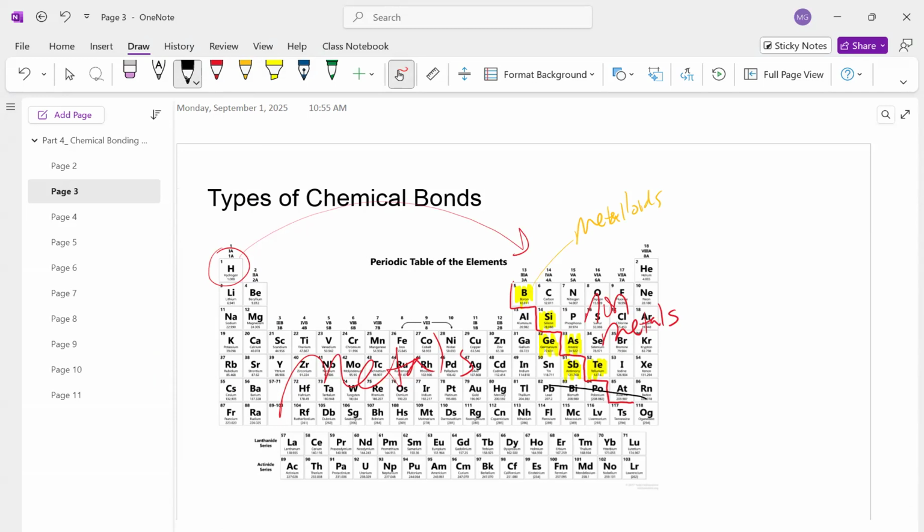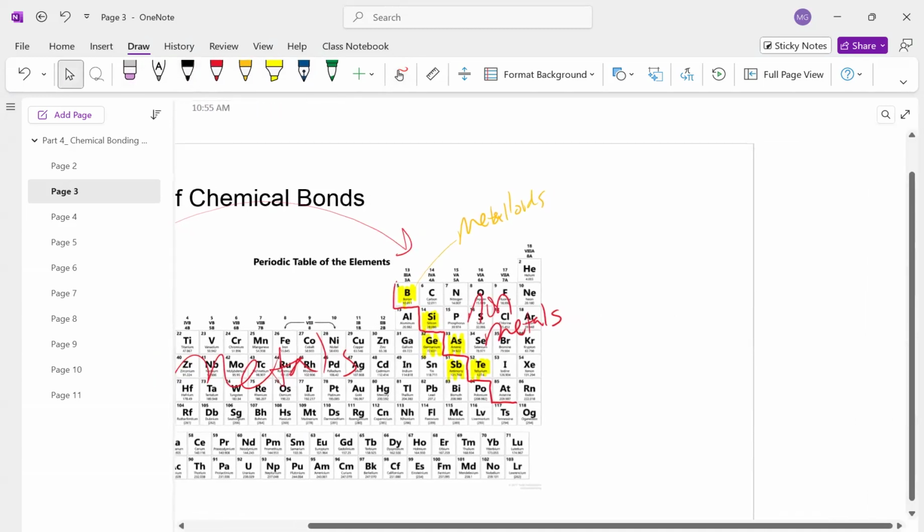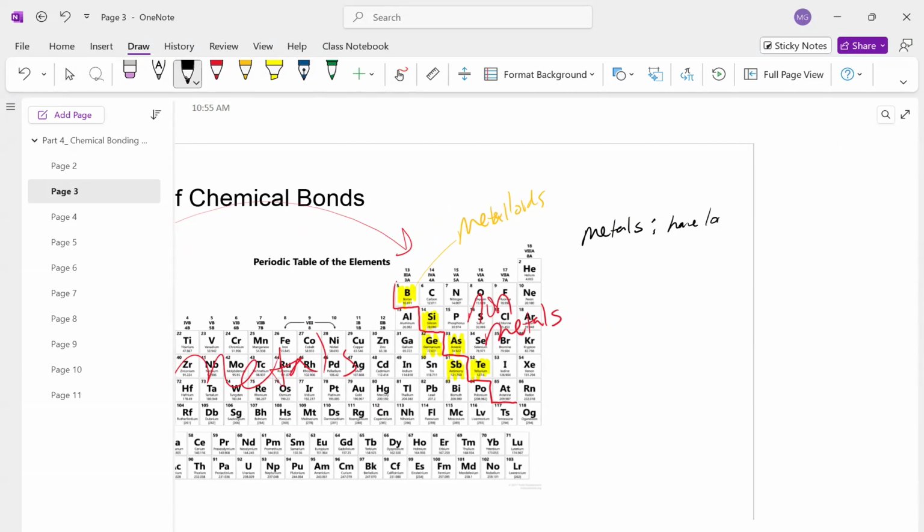Now let's review some things that we talked about in the past. We've said that metals have loosely held electrons and nonmetals hold on tight to their electrons. And depending on whether the atoms you are combining are from one side of the periodic table or the other dictates the type of bonding that they'll undergo.